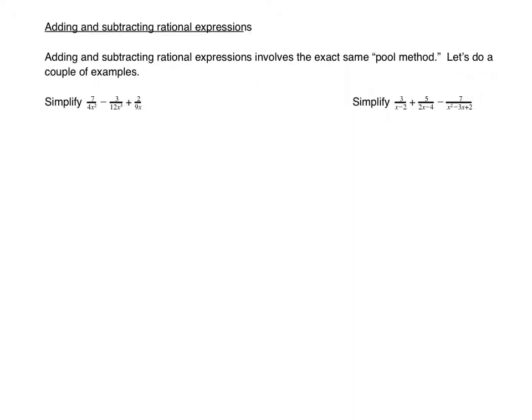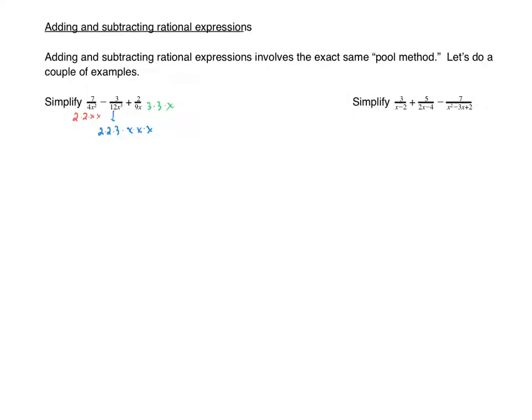So this first denominator is 4x squared, so that is the same thing as 2 times x times x. And then 12x cubed is, I'm going to lower this down a little bit so I can fit it in here, 2 times 3 times x times x times x. And then 9x is 3 times 3 times x. So I've got everything fully factored. So now I'm going to toss everything into the pool.